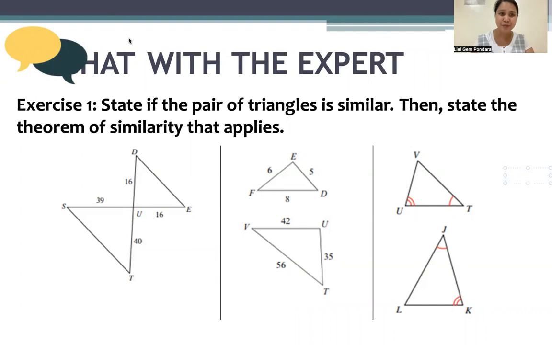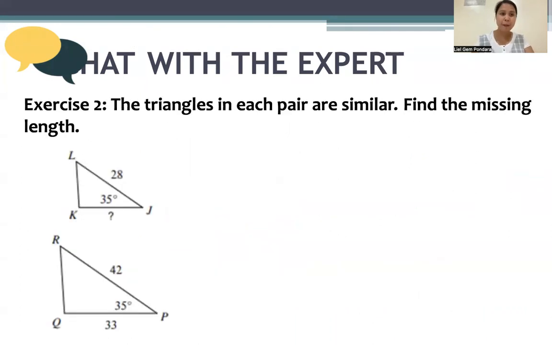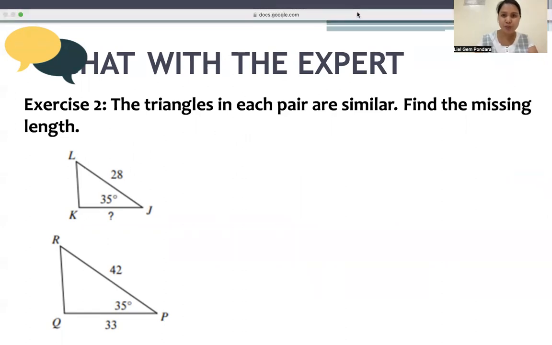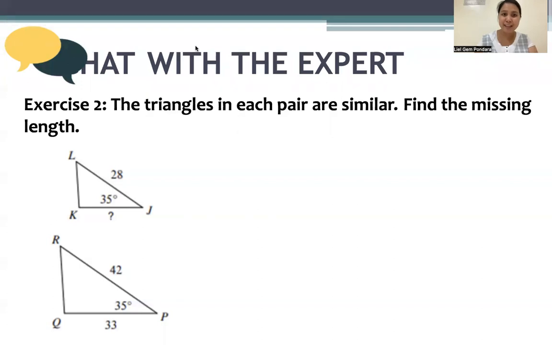We're down to the last 4. The triangles in each pair are similar. We find the missing length. So you see here, that's 35 degrees, and this is 28. So how do we do that? There's one way. Actually, the sides are proportional. So we say that LJ is proportional to side RP.